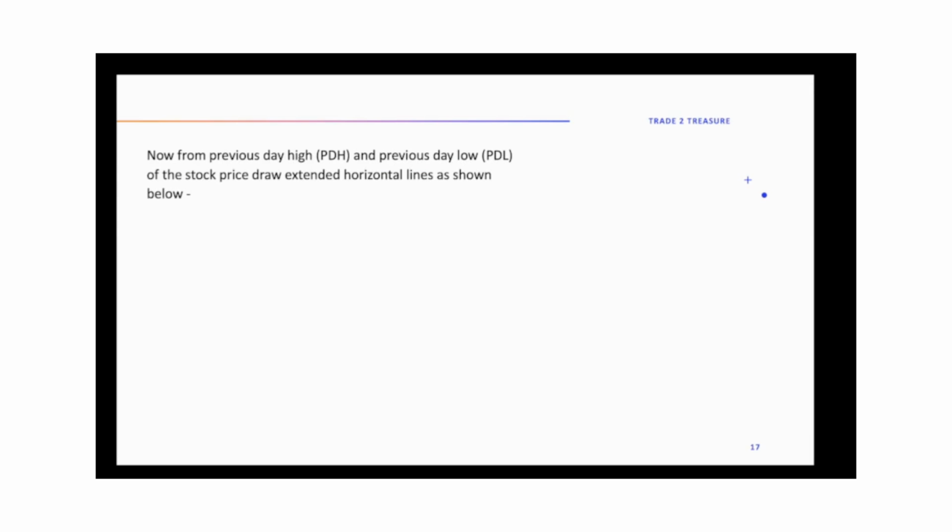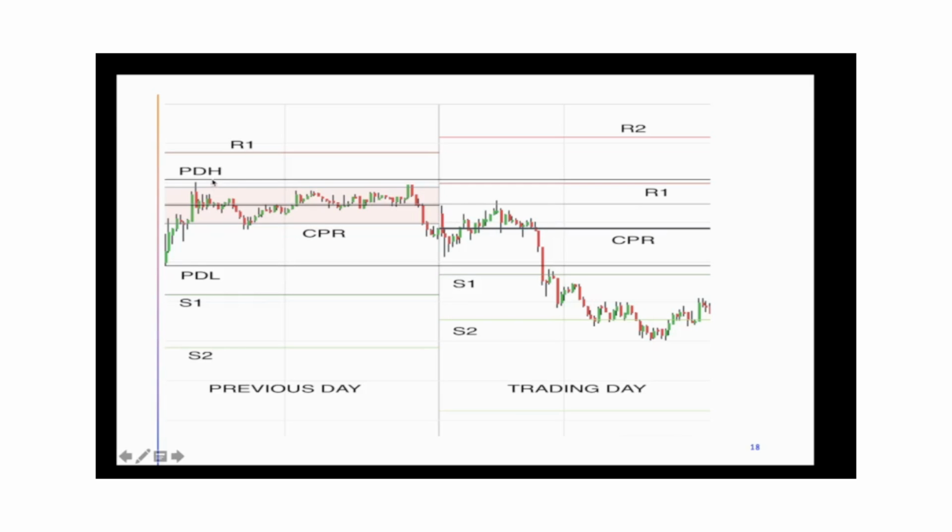Now from previous day high, PDH, and previous day low, which is PDL, of the stock price, draw extended horizontal line as shown below. So this is your point of previous day high and this is the point of your previous day low. Just draw an extended horizontal line from these 2 points.